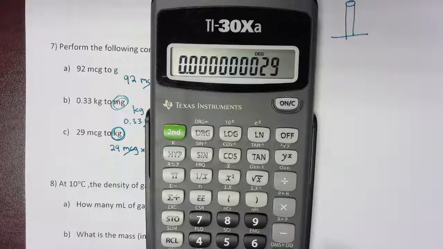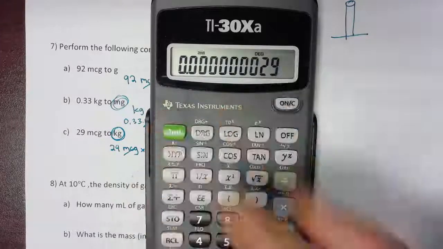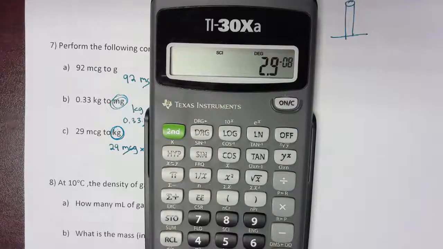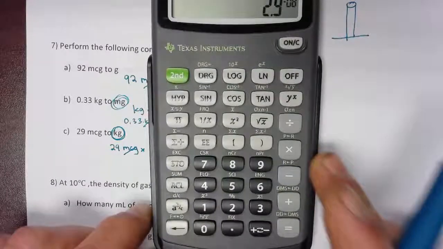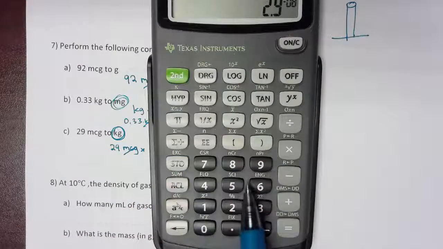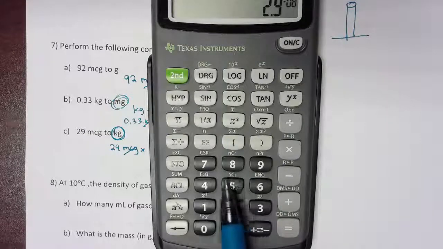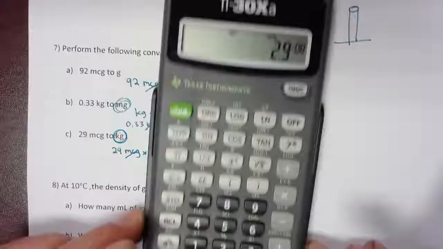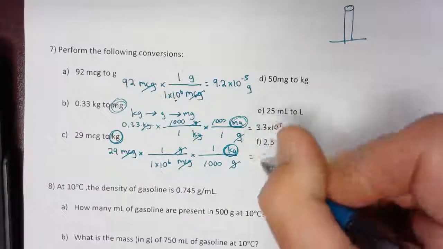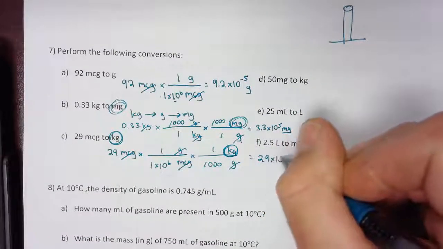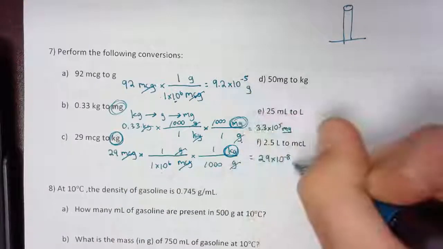And I can convert this to scientific notation by doing that. Second, and then this button here, the 5, SCI. And that will give me 2.9 times 10 to the negative 8. Units are kilograms.